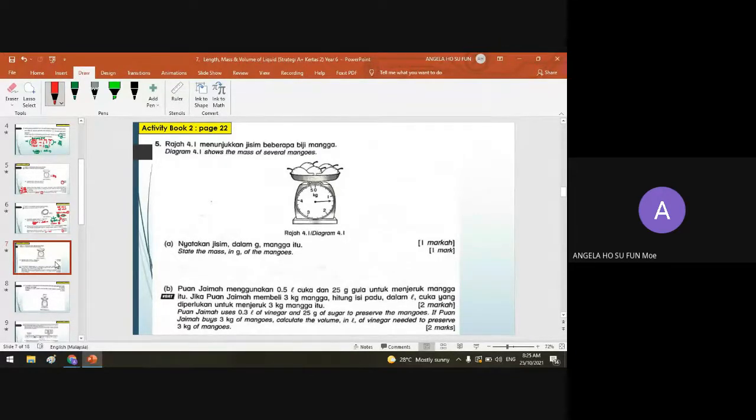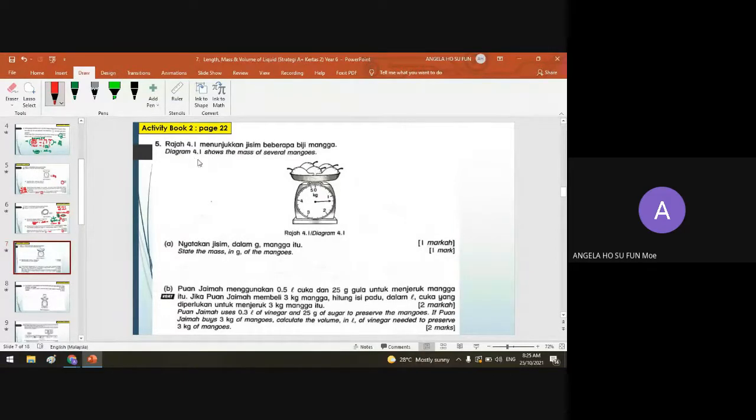Question number 5 and number 6, then maybe we take a longer time to do it. I hope we can finish on time, right? If not, maybe we can cut off a few hands-on activities. Okay, question number 5 here.